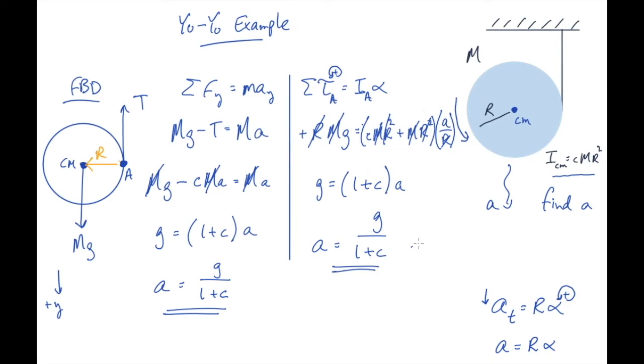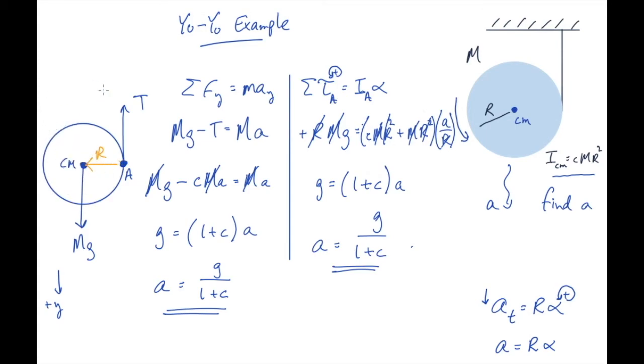The advantage to this method is that you can solve the whole problem with one equation. There's only one unknown. The tricky thing to watch out for is the moment of inertia about this point needs to be gotten using the parallel axis theorem. Alright, so that's two methods. Let me show you one more using work and energy.